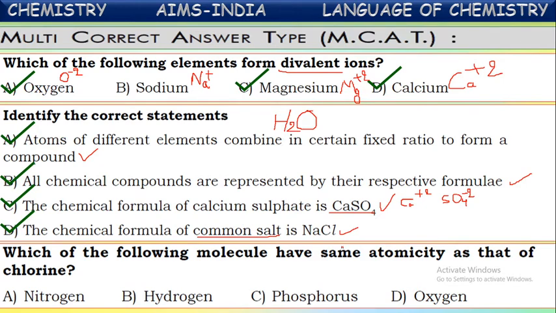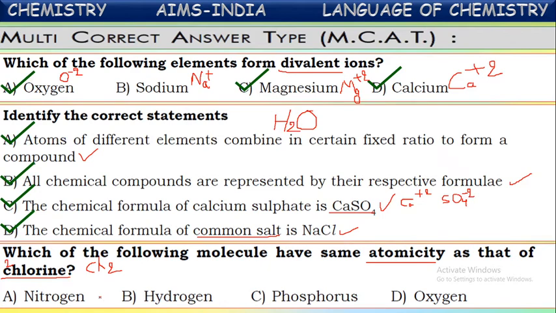Which of these molecules are having the same atomicity as that of chlorine? First, what is the atomicity of chlorine? What does atomicity mean first? Atomicity means the number of atoms present in one molecule of an element. Chlorine's molecular formula is, as we know, Cl2, meaning there are two chlorine atoms in its one molecule. So the atomicity of chlorine is 2.